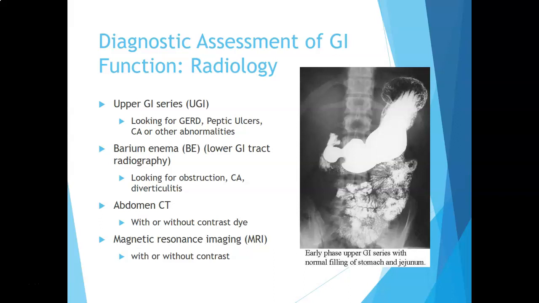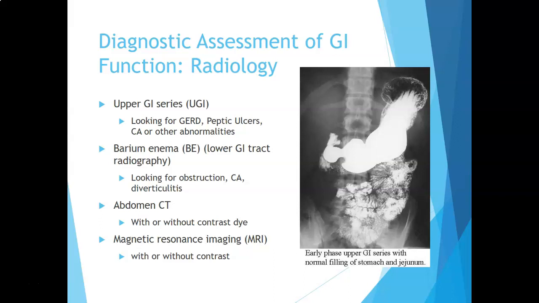A barium enema looks at the lower GI tract through radiology. It's going to be an examination of the colon using fluoroscopy to locate tumors, obstructions, and ulceration. Radiopaque substance is instilled into the colon via enema, hence the name.